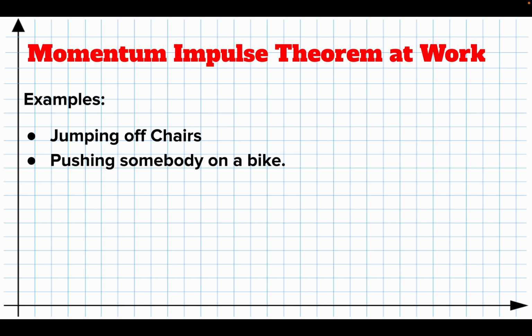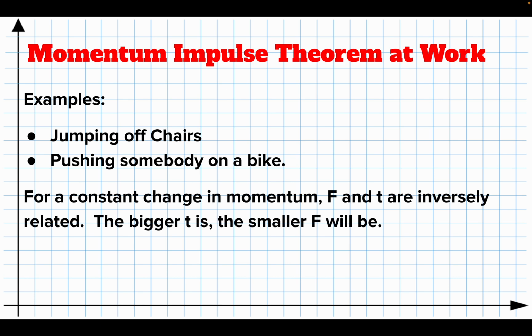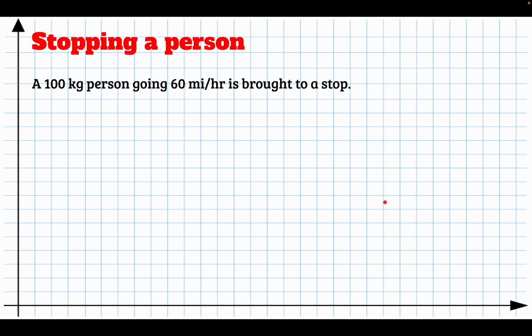So same idea if you're pushing somebody on a bike. You can push with a big force for a short time, or you can push with a smaller force, but you can push for a longer time, and both of those will change the momentum of the bike. So there's a trade-off between force and time. So for a constant change in momentum, the force and the time are inversely related. You can have a big force act for a small time, or a small force act for a big time, and both of those could do the same job.